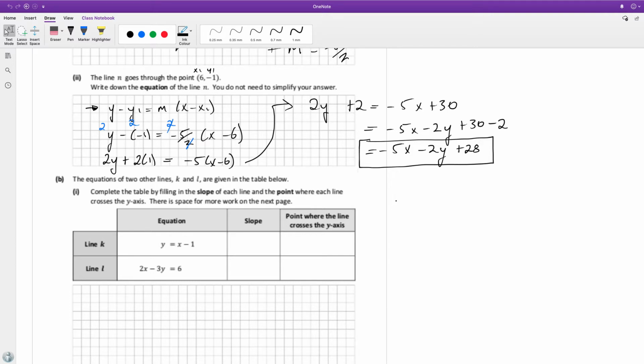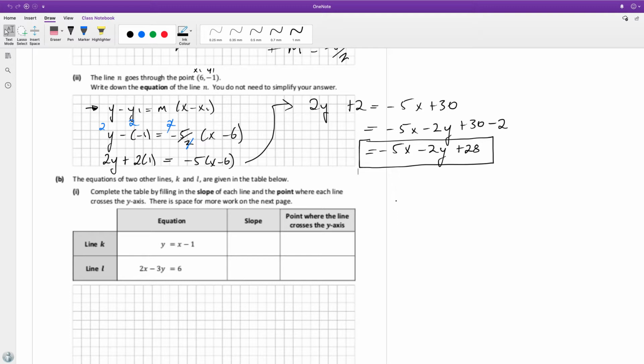What does m tell me, Julianne? Slope. Grace, what does c tell me? Good stuff. Where it cuts the y-axis. Alright, where it cuts the y-axis. Right. So, looking at the line K, Julianne, what is the slope?